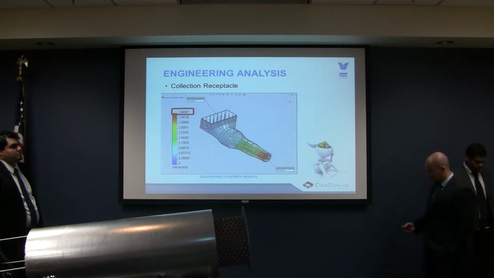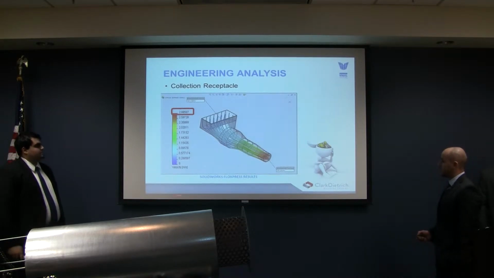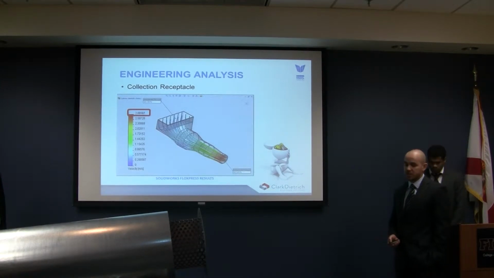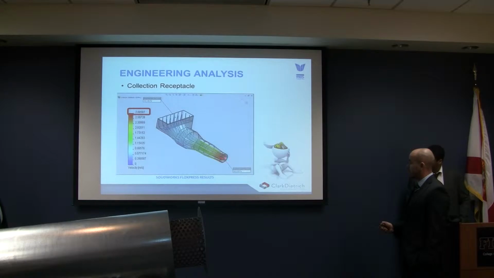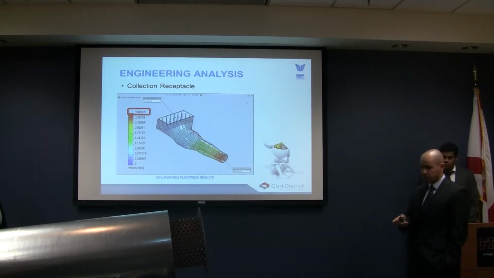As far as for the engineering analysis, we did flow analysis on the chute right here. We made a few assumptions: the pieces will fall in free fall, and we calculated the velocity right here at the entrance, at the exit of the chute, and at the entrance of the air conveyor.